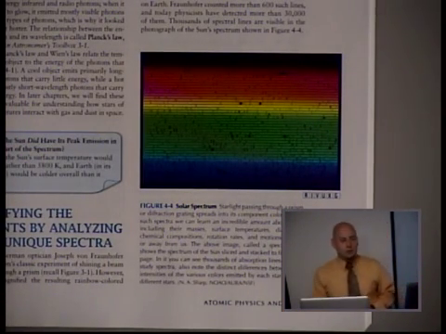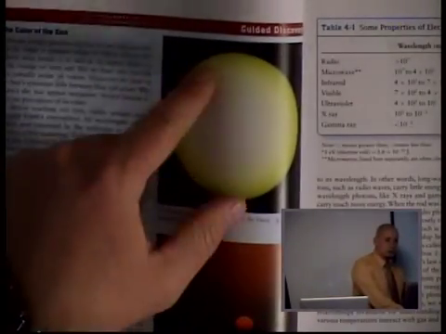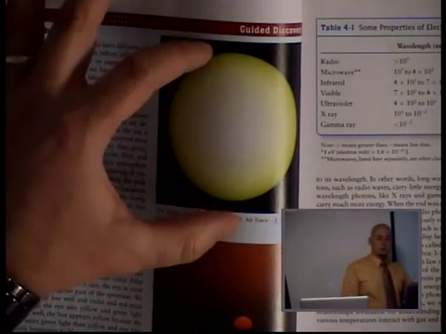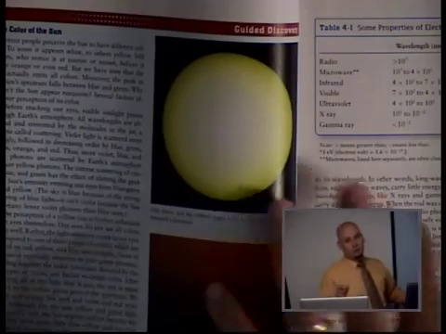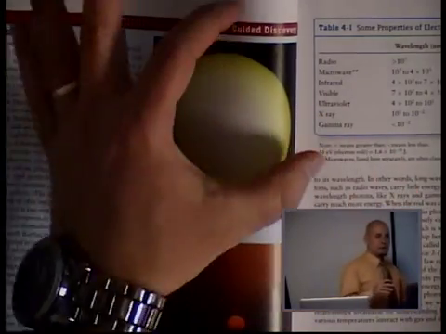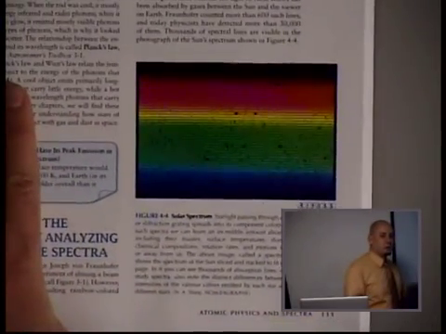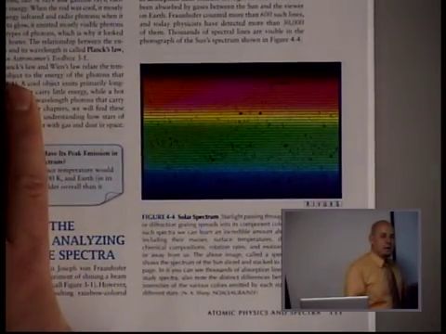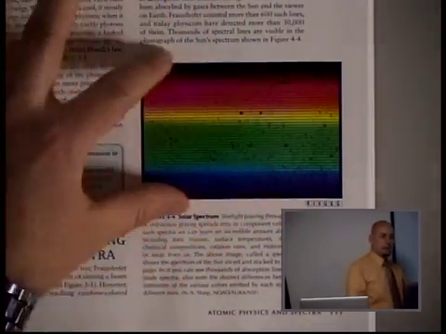If we take the light coming from the sun, we see that the sun generally looks yellowish. It looks yellow because of its temperature. But we can actually do more than that. We can take the light coming from the sun and put it into a device we call a spectrograph, which helps us understand what is in the sun.